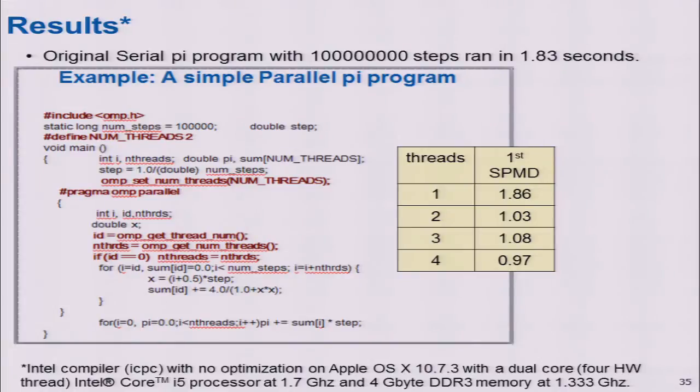Is that very good scalability? Well, one could say fabulous because it's 2 cores and I went from 1.83 to 1.03, but I actually should be able to get much better.